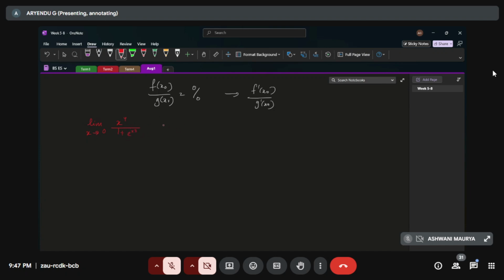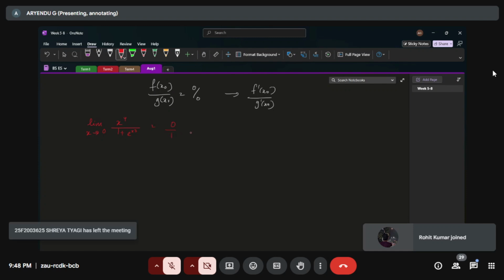If you take this very simply, you take the limit x tends to 0 and try to do it simply with the function. You will get 0 in the numerator, and then in the denominator you will get 1 plus e raised to 0, which is 1 plus 1.